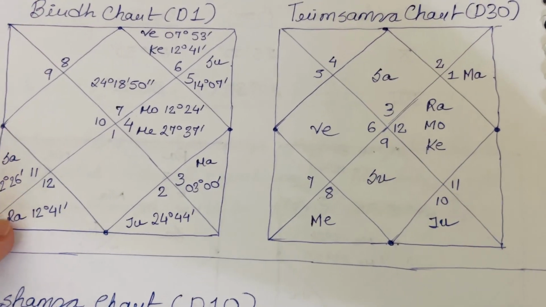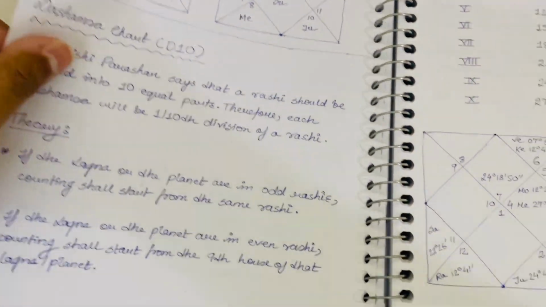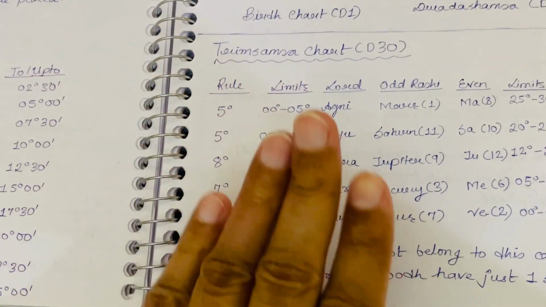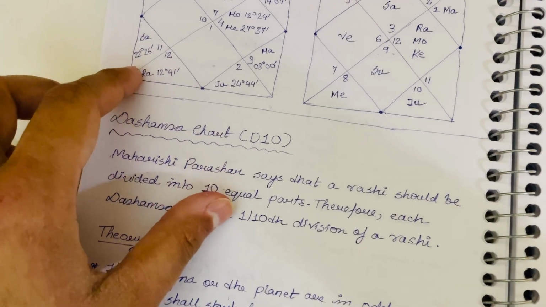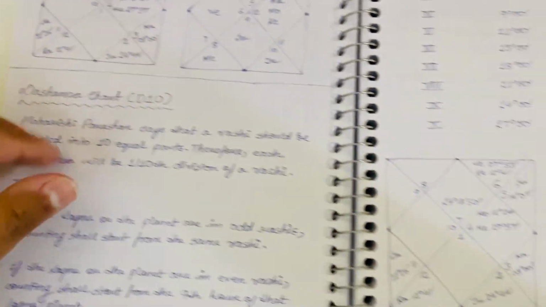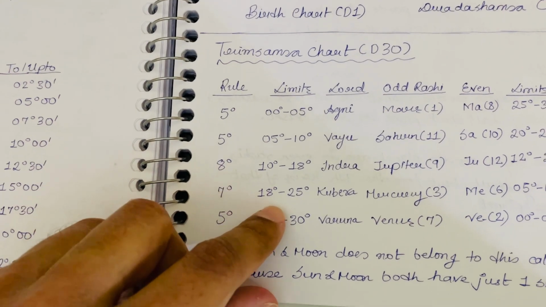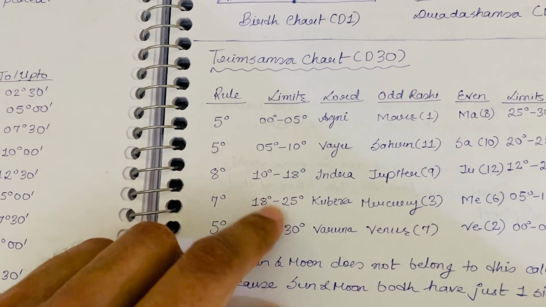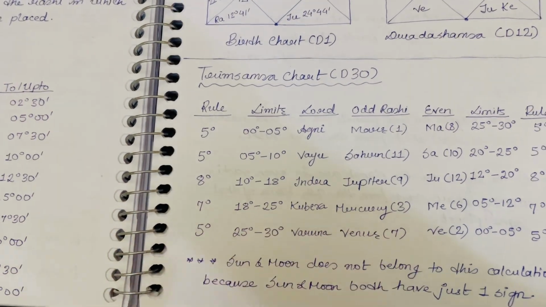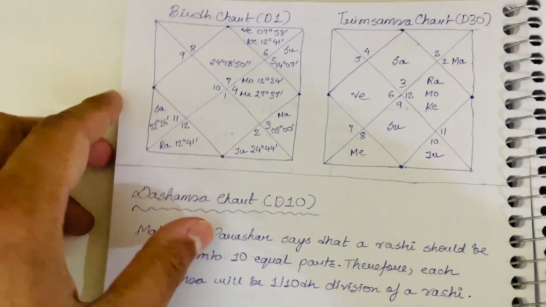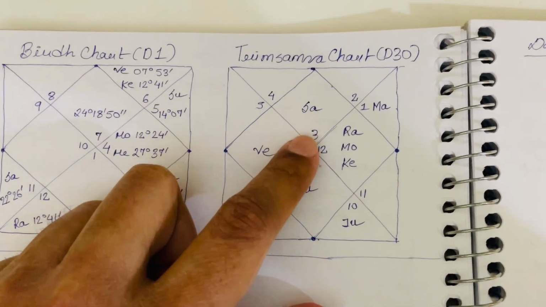Now let's come to Saturn. Saturn is placed in the sign of Aquarius. Aquarius is again an odd sign, so we are again looking at this part of the table. The longitude of Saturn is 22 degrees 26 minutes. That falls here again in the sign of Gemini, right? Because 18 degrees to 25 degrees falls in Gemini. So Saturn will go here in Gemini.